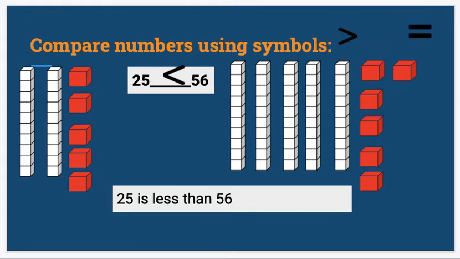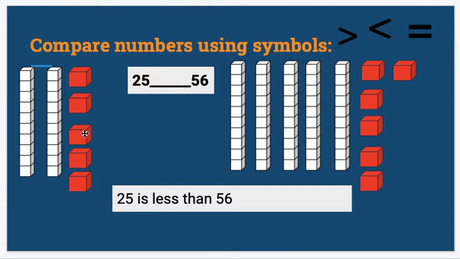Let's look at another example. I have the numbers 25 and 56. Again, I'm using my base 10 blocks to make it easy. When I look at the number 25, the 2 is in the tens place, so I have 2 tens. So I have 2 ten blocks and 5 ones. And when I look at the number 56, I have 5 tens and 6 ones.